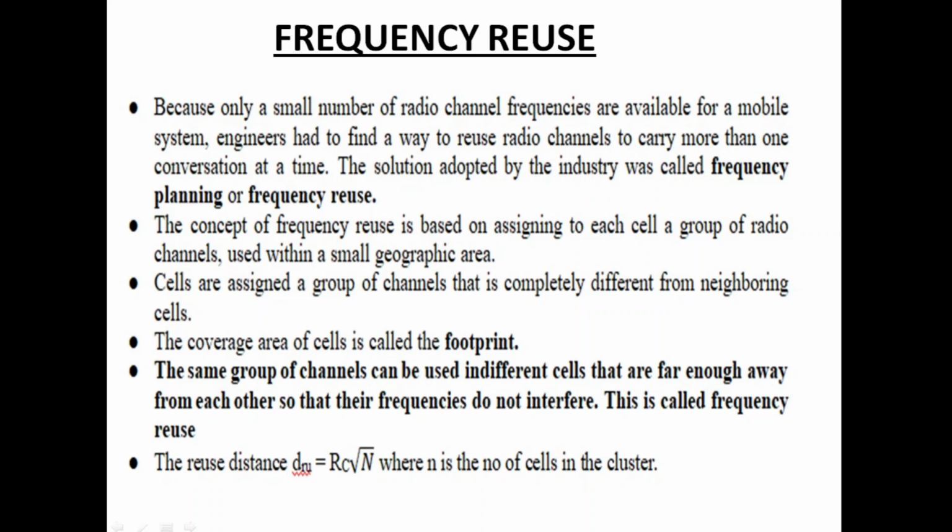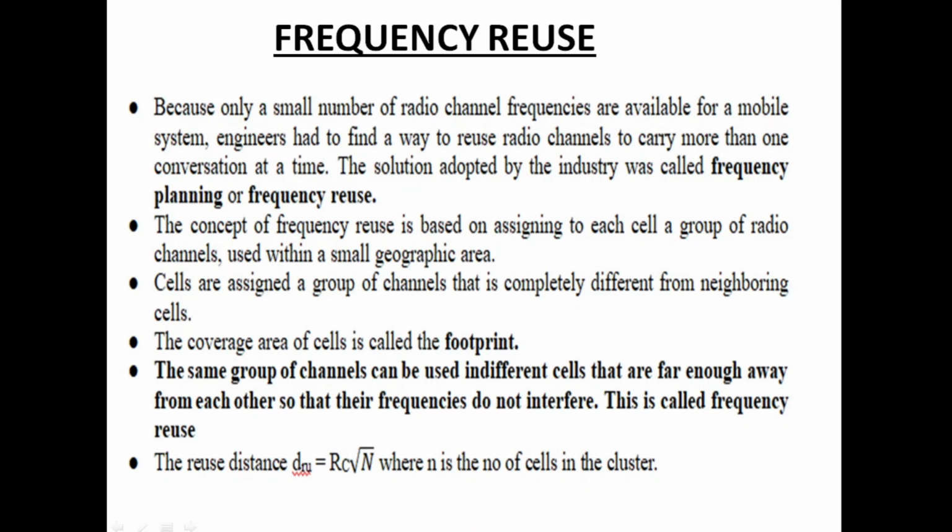So here, each cellular base station is allocated a group of radio channels within a small geographical area called a cell. The neighboring cells are assigned different channel groups. By limiting the coverage area to within the boundary of a cell, the channel groups may be reused to cover different cells, keeping the interference level within tolerable limits.